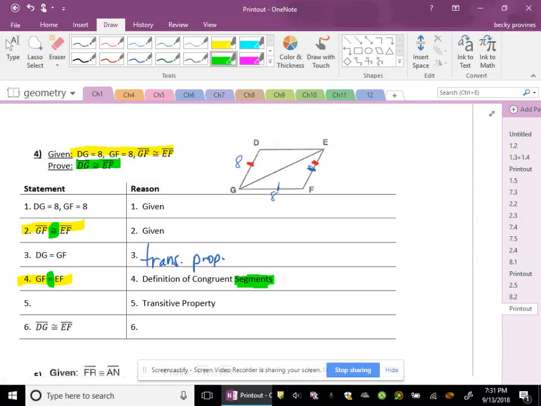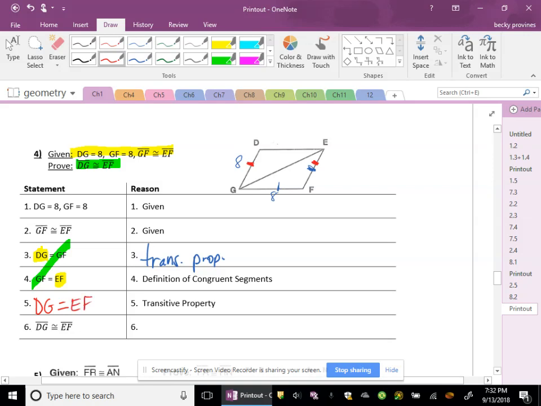Now, the next hint is that we're using the transitive property. So let's try to find it. We have to find the magical combination here to make it all click together. Do we see anything in common? Well, I see those two are in common, GF and GF. So that means DG and EF have to be equal to each other. So DG is equal to EF.